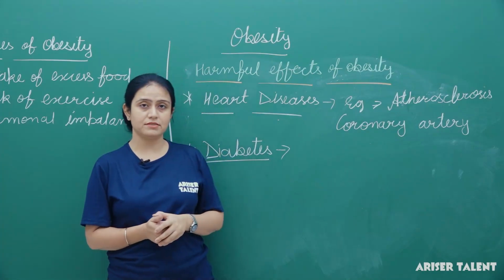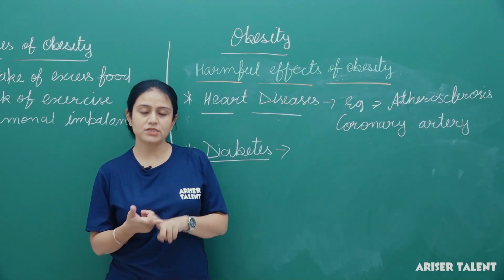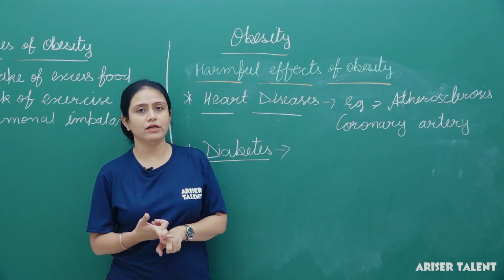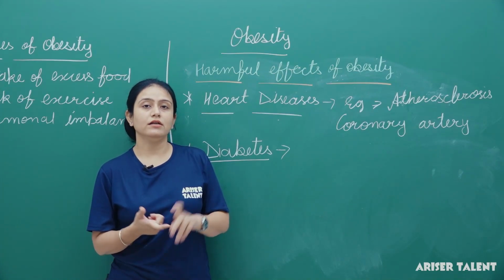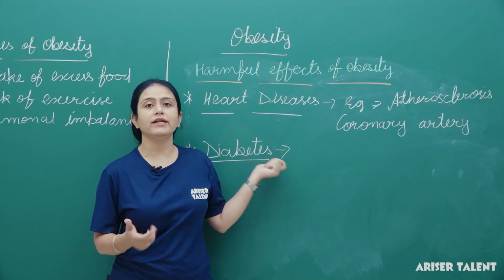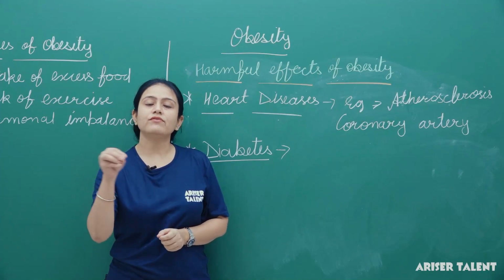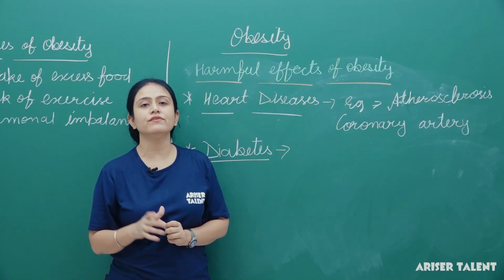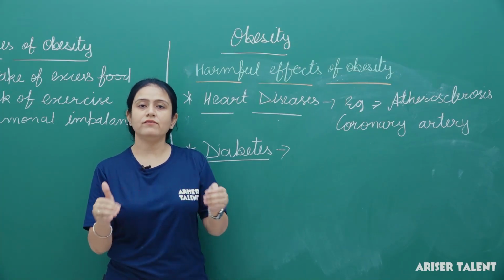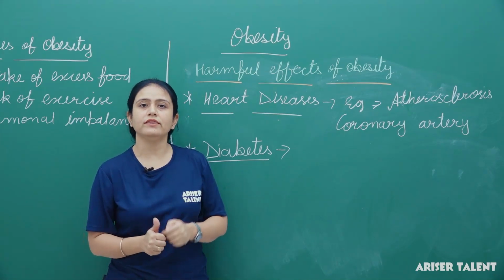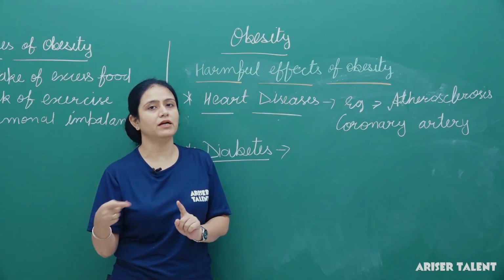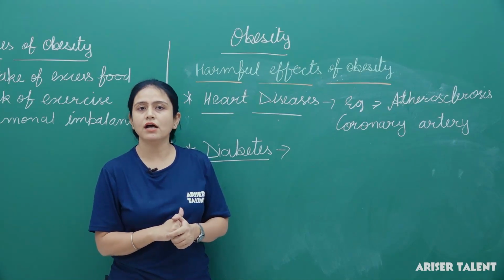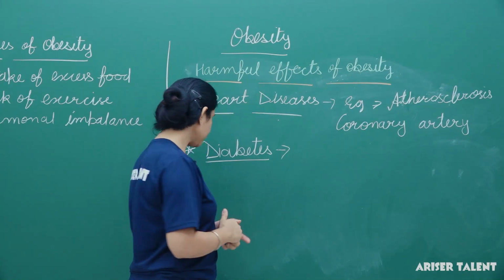Now how does it happen? There are two reasons. One is consuming fast food regularly. Another is that once extra fat gets accumulated in the blood, it will affect the secretion of insulin. And when there is no proper secretion of insulin, the sugar level in the blood will increase, and that will cause diabetes.